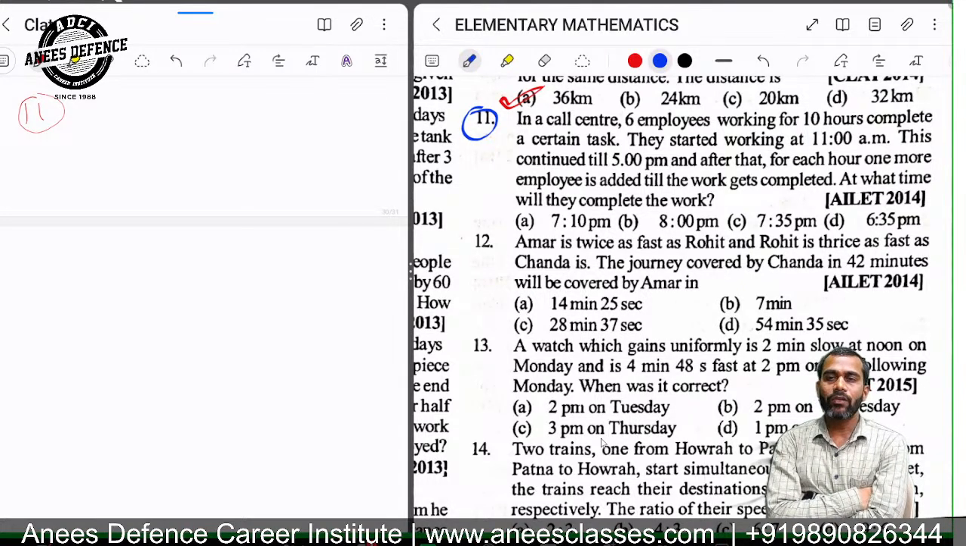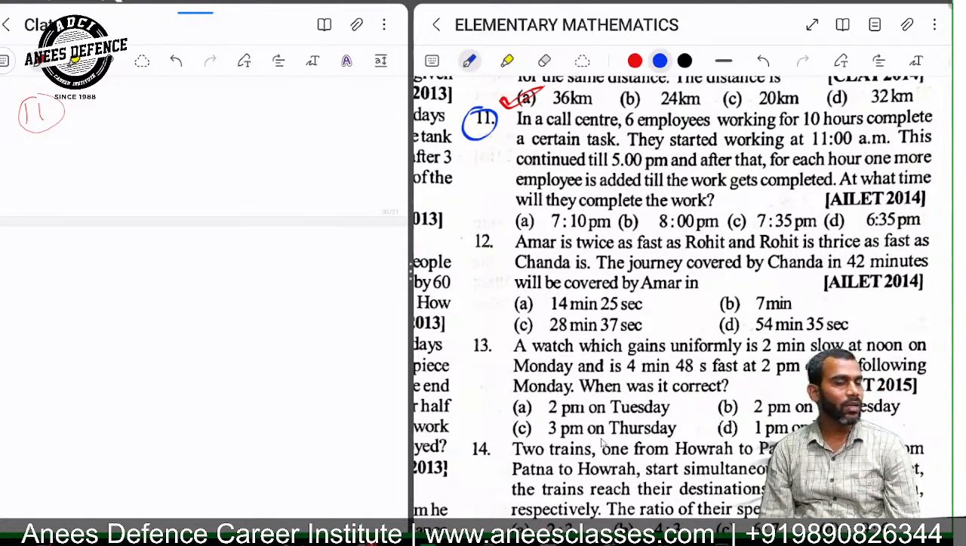We need to equate the total work. Hint is AP. From 11 to 5 p.m., how many hours are there? 6 hours. So for 6 hours, after 5 p.m., for each hour, one more employee is added. It means common difference will be 1. Yes or no?